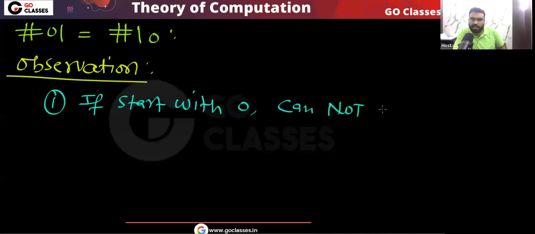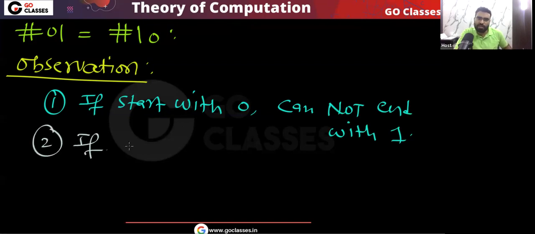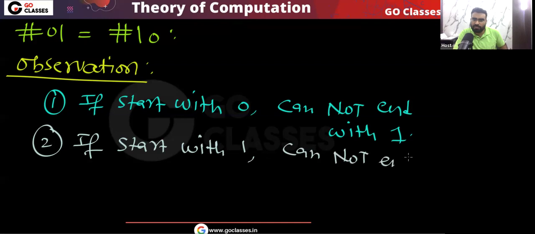So the first observation we got is that if you start with 0, then you cannot end with 1. Yes or no? If you start with 0, then you cannot end with 1. This was our first observation. The second observation was, if you start with 1, then you cannot end with 0.